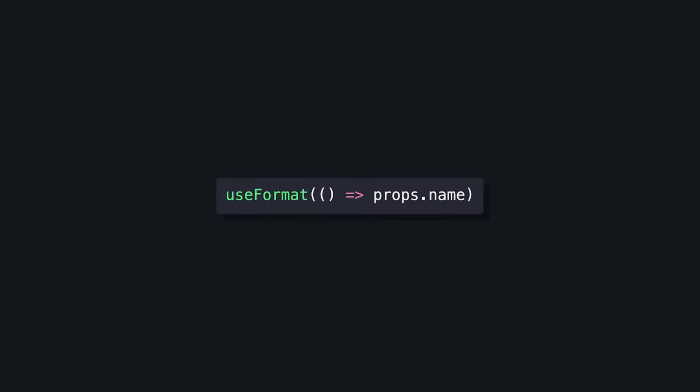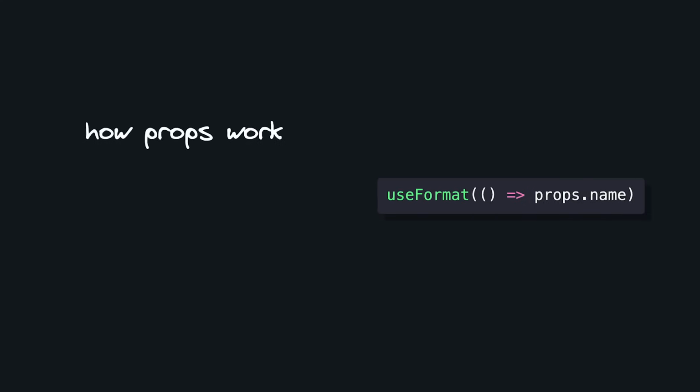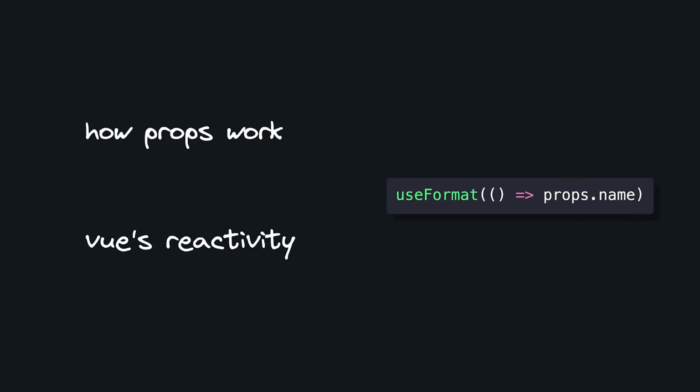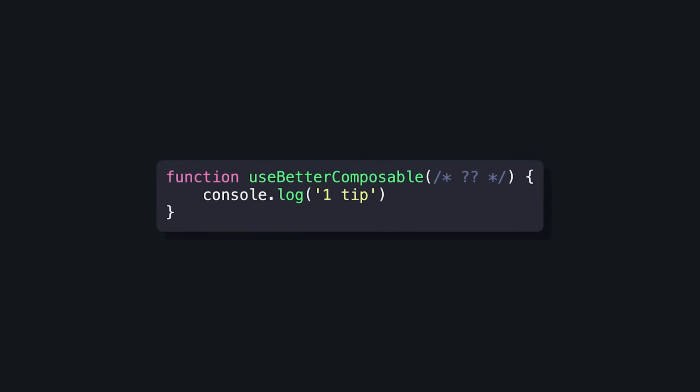Most Vue devs have seen code like this before. It's how we can pass a prop to a composable and keep everything reactive. But how does it work? To understand that, we're going to look at exactly how props work and what Vue's reactivity system is actually doing. And along the way, we'll learn some ways to write better composables that stay reactive and predictable.